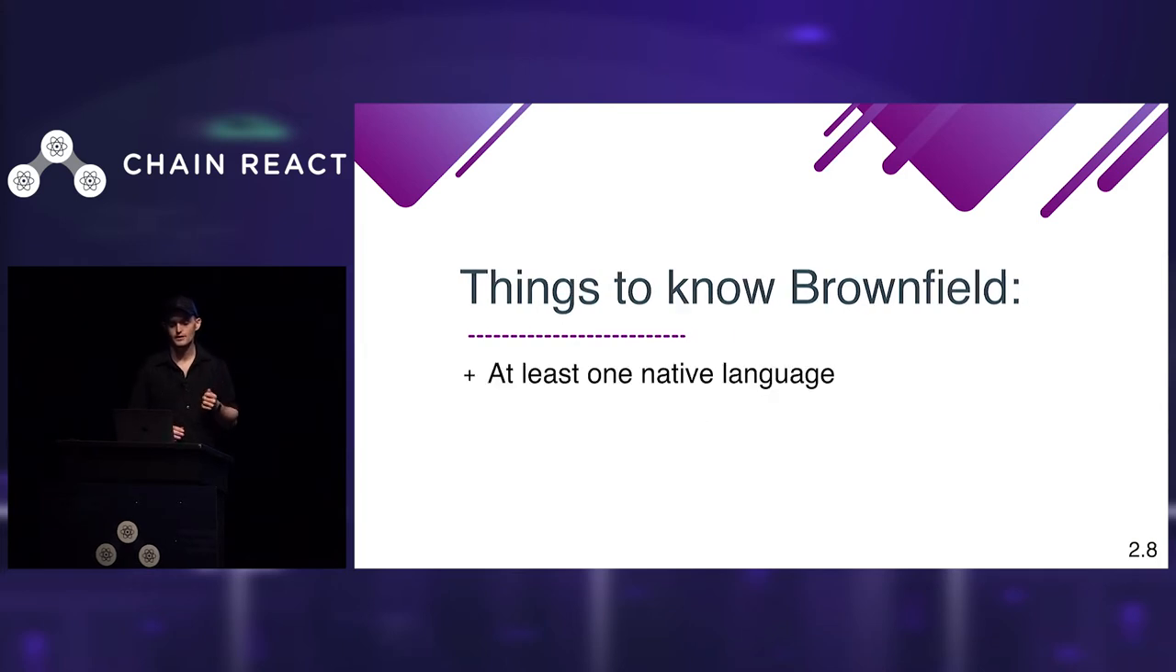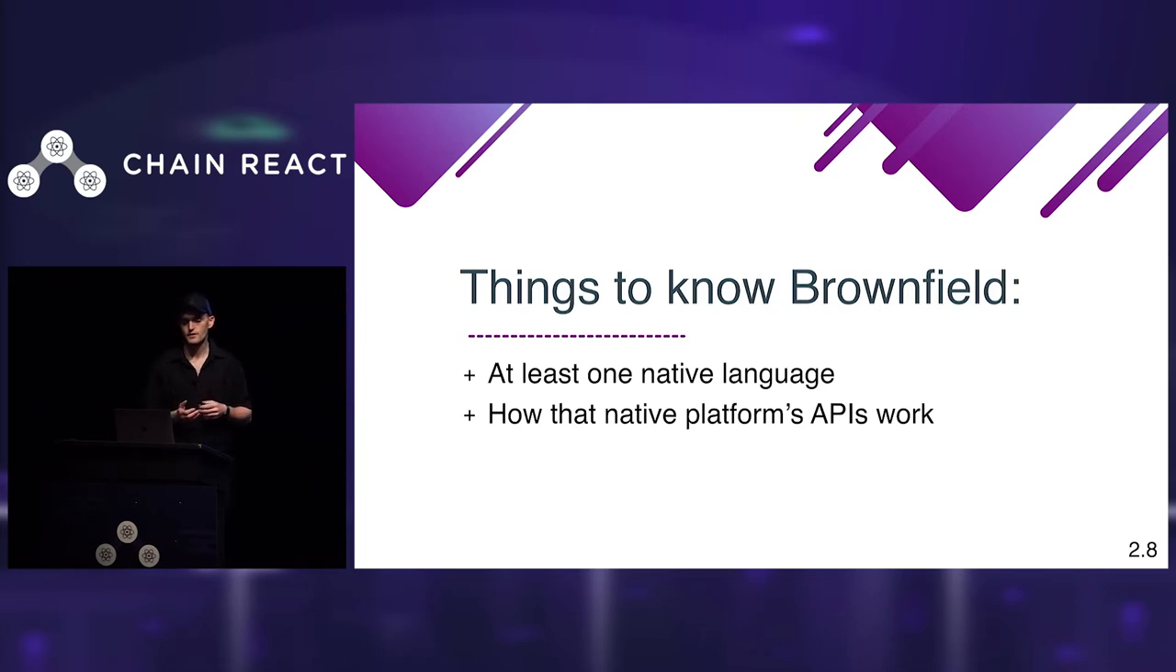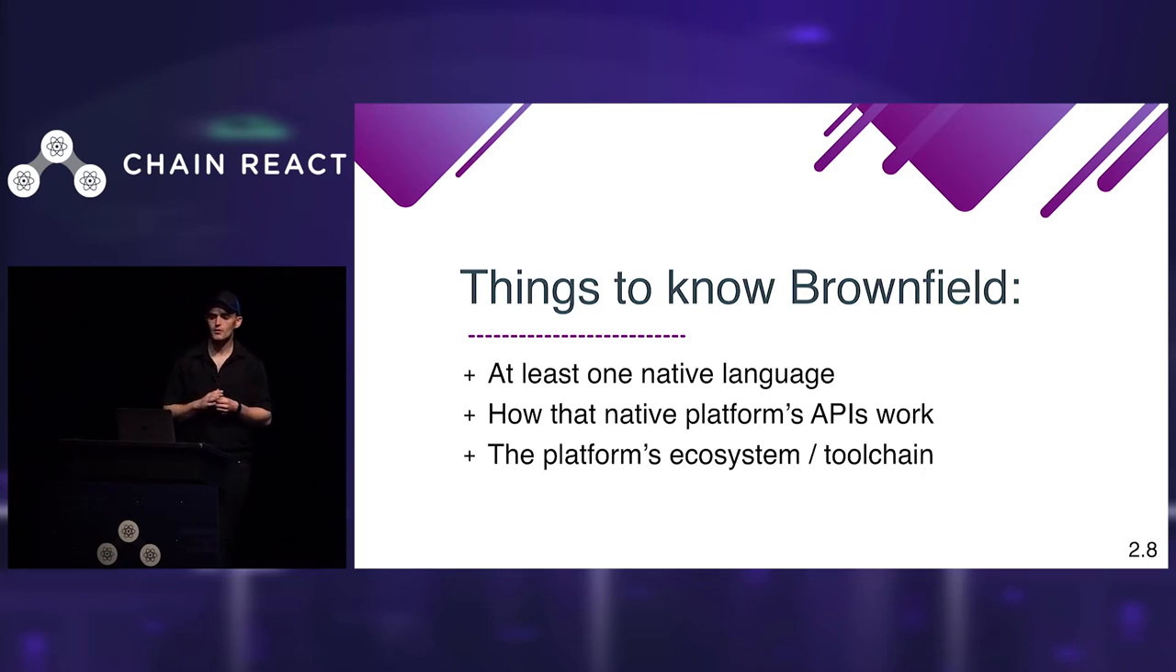You'd need to probably know at least one native language. So if you were doing this in an iOS app, that would be probably Swift or Objective-C. If you're doing this for Android, that would be Java or Kotlin. But it's not just enough to know the language that the application is written in. You also have to know how that native platform's APIs work. So for example, if you were doing this for an iOS application, you'd probably want to have some idea of how a view controller works and what it's used for. On Android, that would be activities or fragments. But you'd also need to know about that platform's ecosystem and toolchain. So for example, if you want to install a third-party library with a React Native app, you use Yarn or NPM.